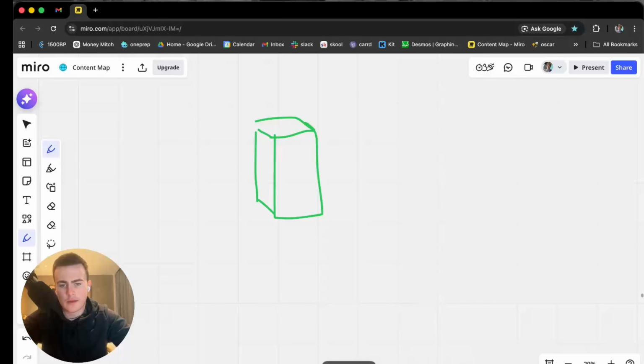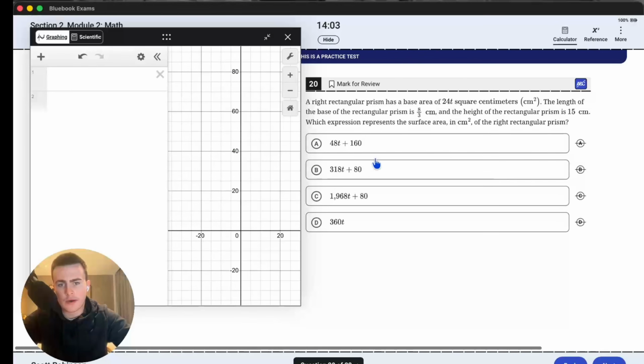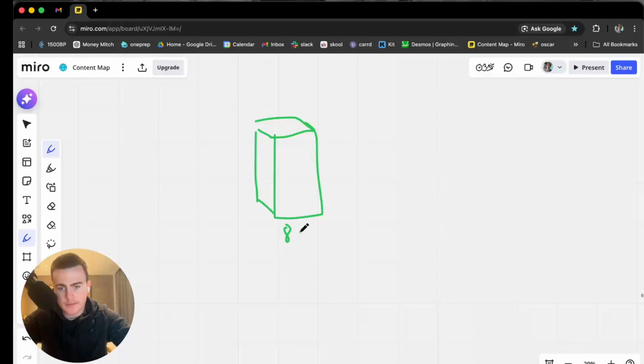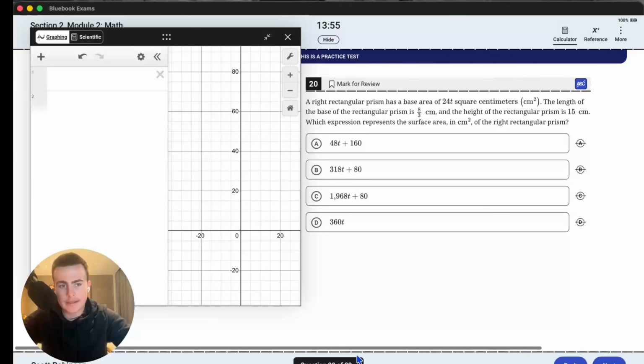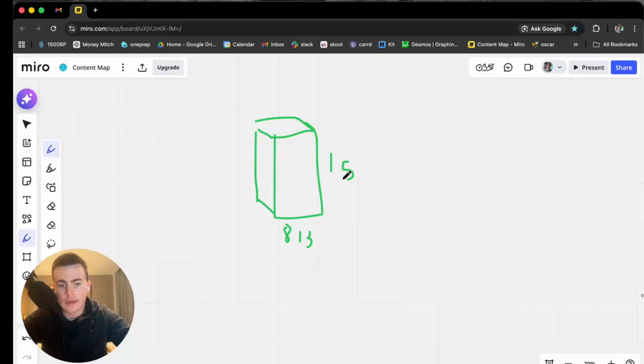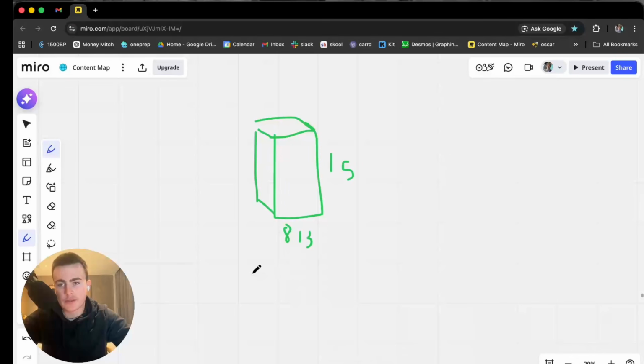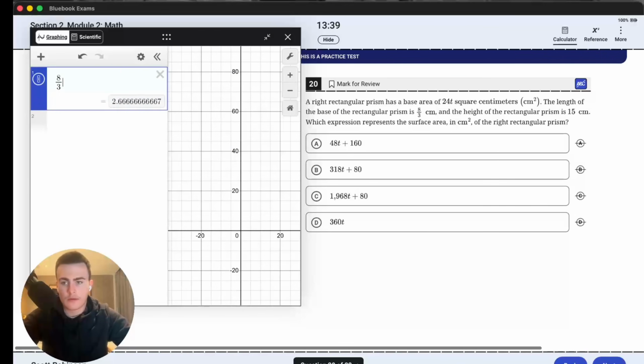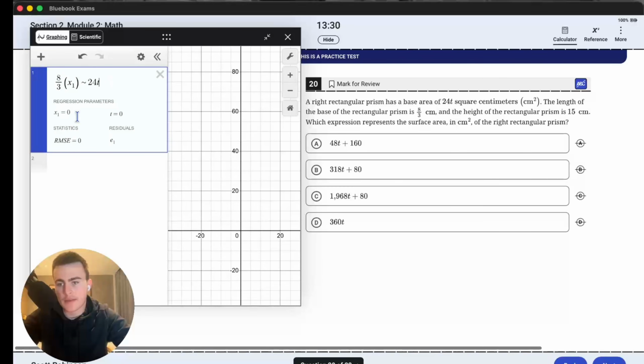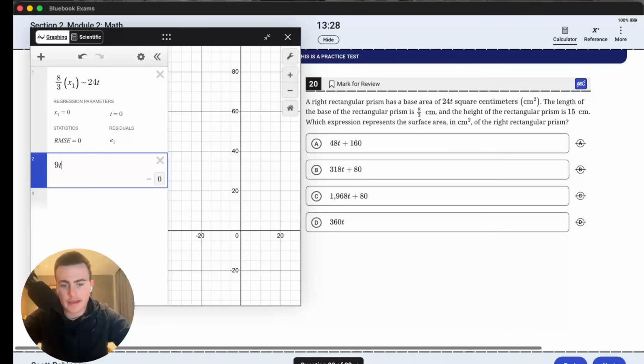And then the length of the base is 8 over 3. Okay, so this is 8 over 3, we'll say. And the height is 15. It tells you that the base area is 24t. So to find the width, I just do 8 over 3 times something is 24t. Okay, so x is 9, and then you have the t, it's 9t. So the width is 9t.